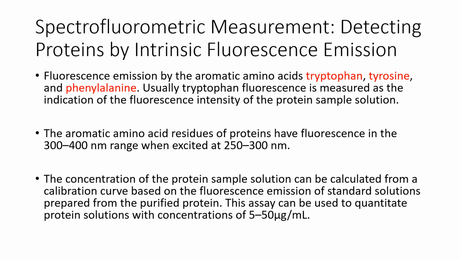And the protein concentration can also be determined by measuring the intrinsic fluorescence, based on the fluorescence emission by the aromatic amino acids tryptophan, tyrosine, and phenylalanine. Usually, the tryptophan fluorescence is measured as the indication of the fluorescence intensity of the protein sample solution. So that would be detecting protein by intrinsic fluorescence emission.